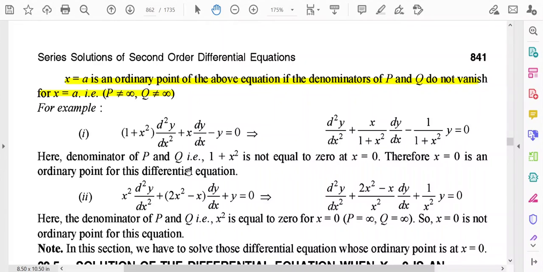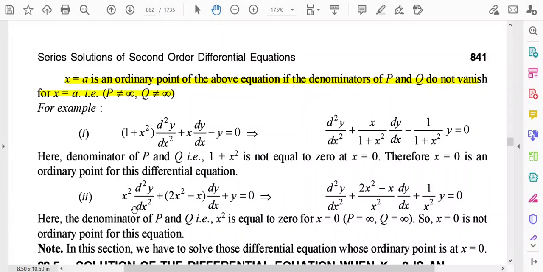Now look at the denominator of p. The denominator of p is 1 plus x square. So 1 plus x square clearly is not equal to 0 at x is equal to 0. If we put x is equal to 0 here, then the denominator becomes 1, so it is not equal to 0. And as it is not equal to 0, we can say that x is equal to 0 is an ordinary point of this differential equation. And the same is true for q also. So this is an example of an ordinary point. So x is equal to 0 is an ordinary point.